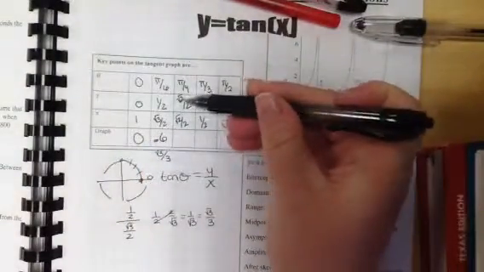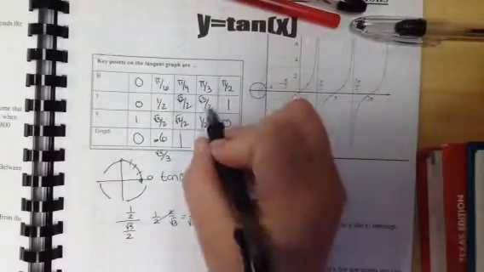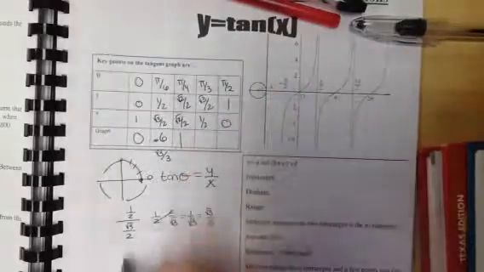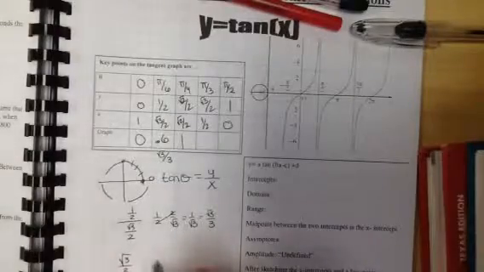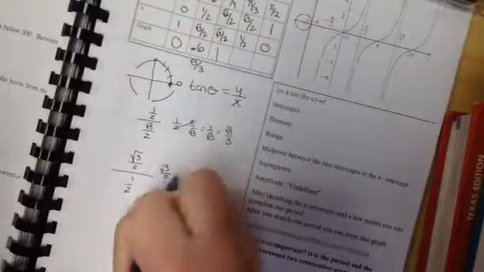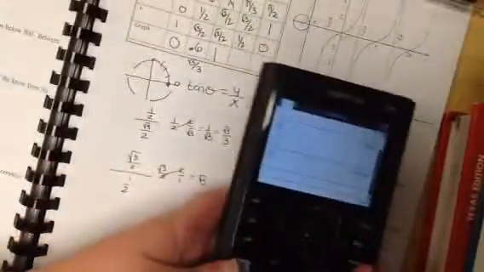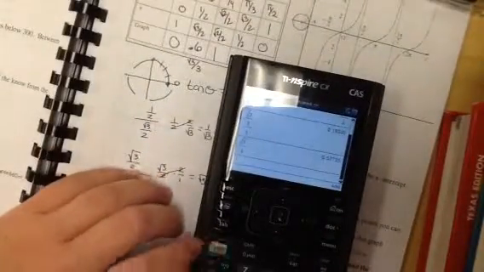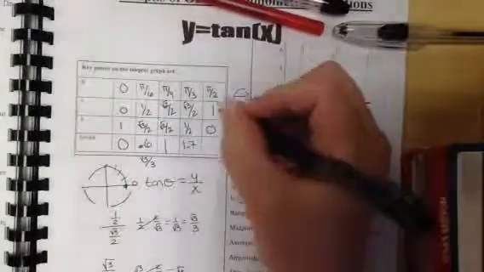Then if you take root 2 over 2 and divide by root 2 over 2, you're going to get 1. For this one, you're going to take root 3 over 2 and divide by 1/2. Root 3 over 2 all over 1/2 is the same thing as root 3 over 2 times 2 over 1. Those cancel out, so you're left with root 3. If I decimal approximate the square root of 3 with Control Enter, it's about 1.7. And then I'm going to do 1 divided by 0.